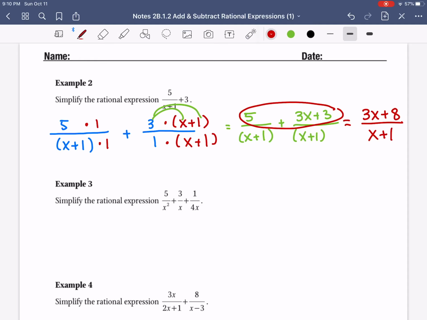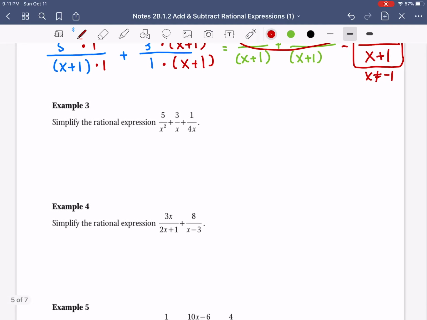I would see if I could cancel anything. There's no GCFs or anything that would cancel. Everything's holding hand, so I can't cancel anything. There is one invalid value, from the denominator. One said 1, so there's nothing there. But the other one said x plus 1, so what would make 0 would be negative 1.